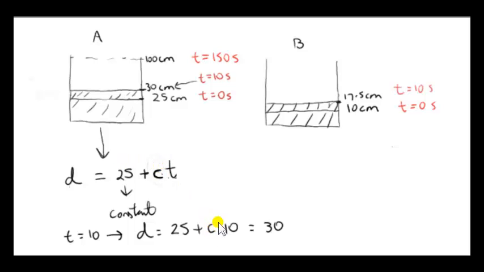Anyway, you can see that well, what does c have to be? It has to be a half. Okay, 25 plus half of 10. That's 25 plus 5 gives us 30. And that's the rate that we saw earlier. You know, we saw that the rate at which the depth increases is a half of a centimeter per second.